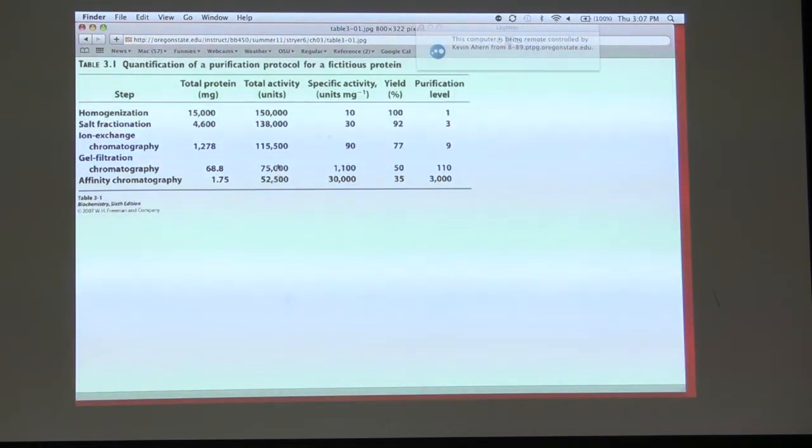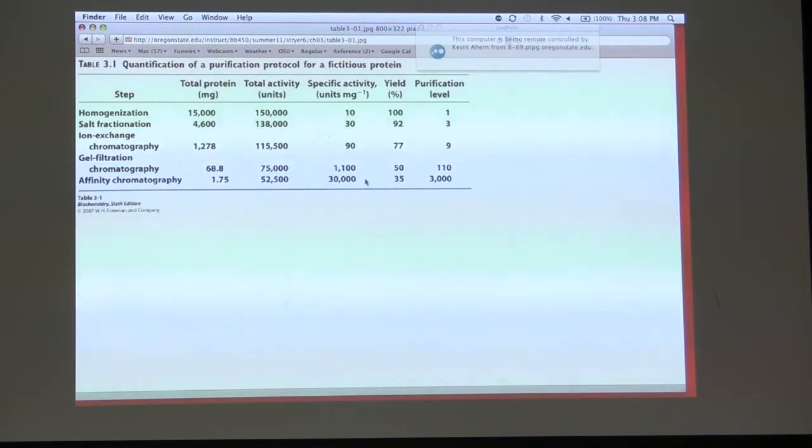You can continue through here. You see at each step they are losing more and more protein. So they started with 15,000 units of protein. They got all the way down here to affinity chromatography, and they only ended up with 1.75 milligrams of protein, meaning they got rid of an awful lot of junk. But that still had 52,000 units in it. Okay? That gave them a specific activity of 30,000 units per milligram. Okay? So it went from 10 to 30,000 per milligram. That was the 3,000-fold enhancement that they achieved in going through this process.